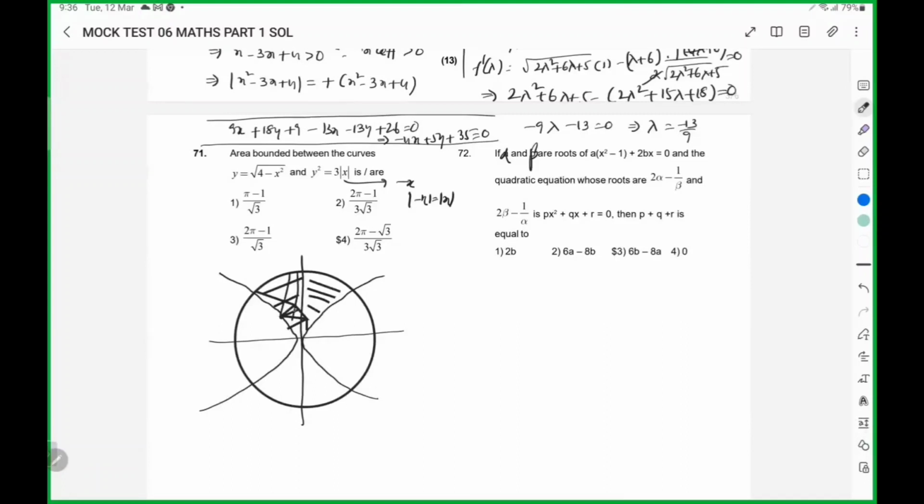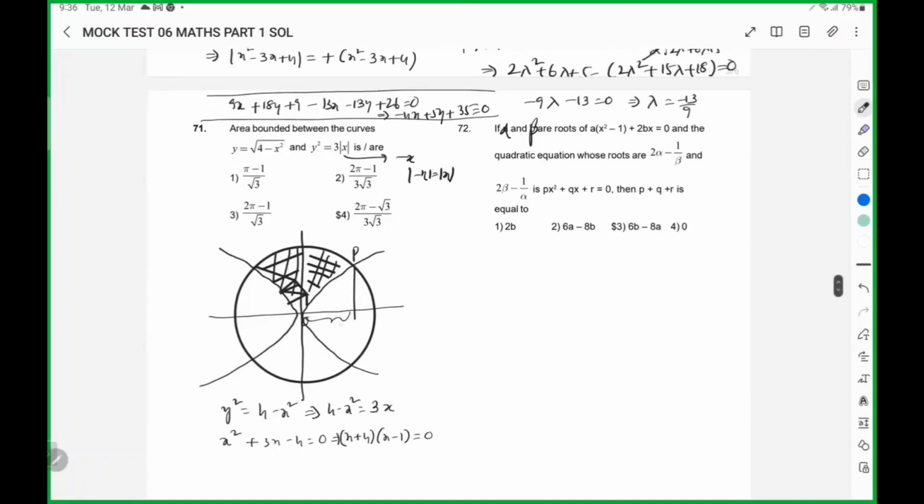So where they intersect, let us, because one side it is enough to find. Let us solve. Y square is 4 minus x square. Y square is 3 mod x. So by considering x greater than 0, x plus 4 into x minus 1, 0. You will get x as 1.